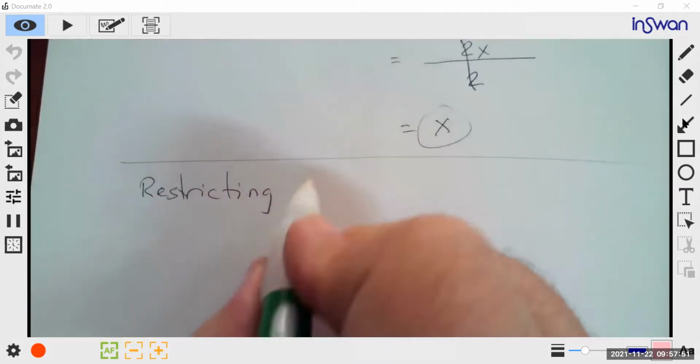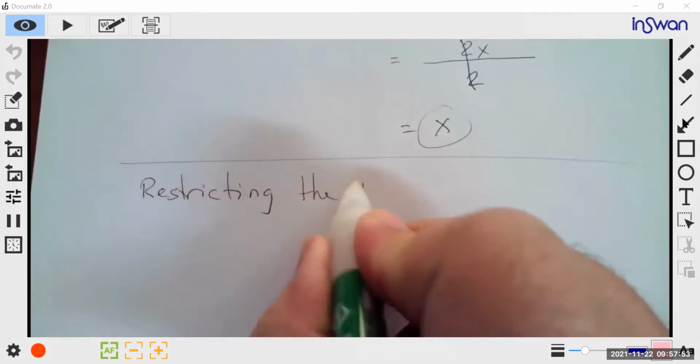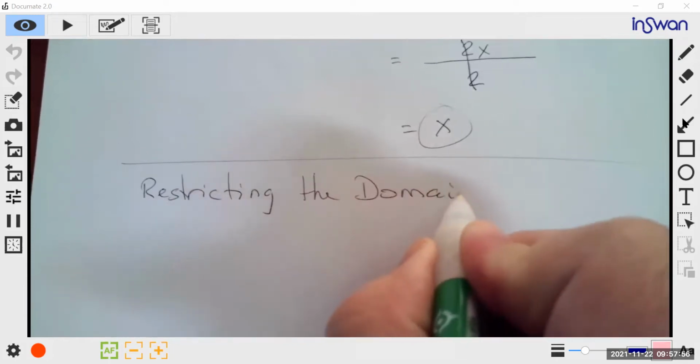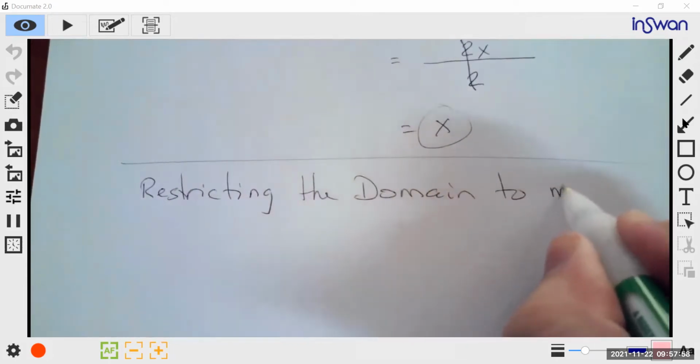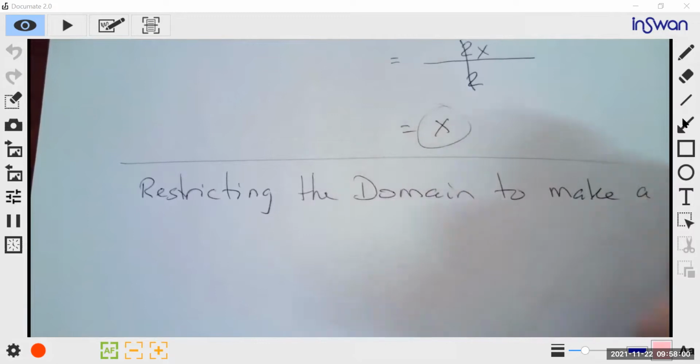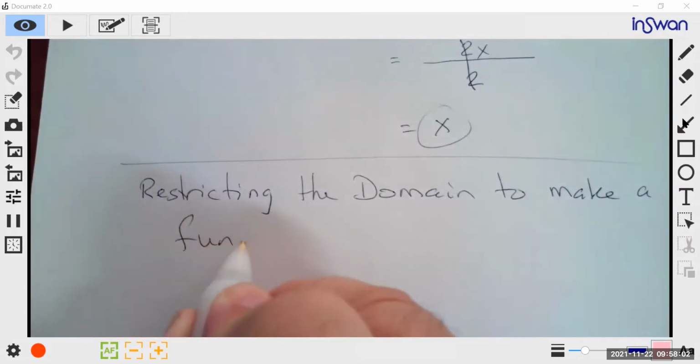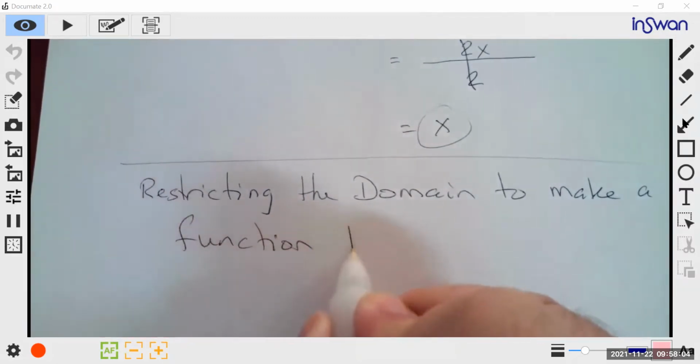The last thing in this section, restricting the domain to make a function one-to-one.